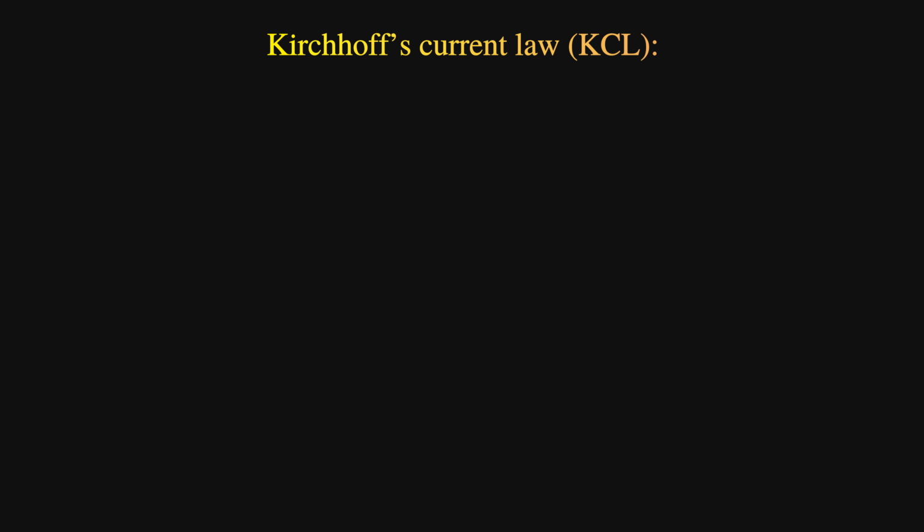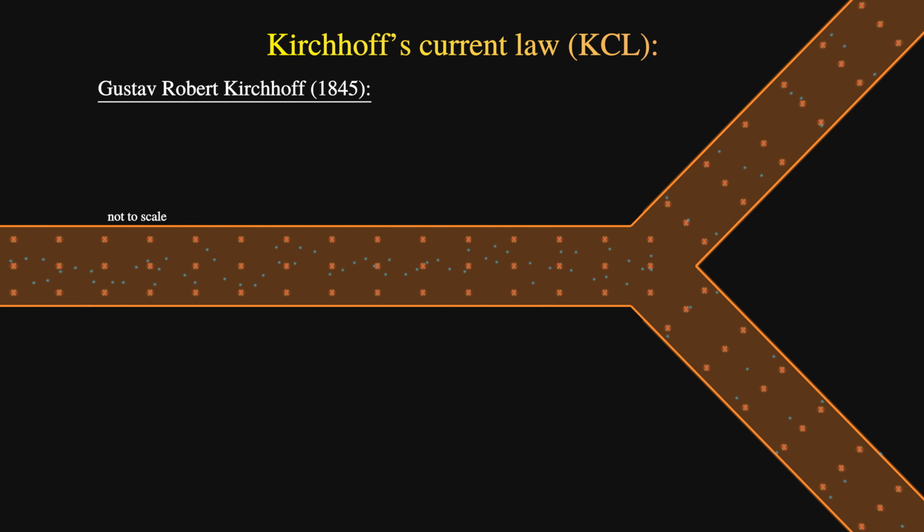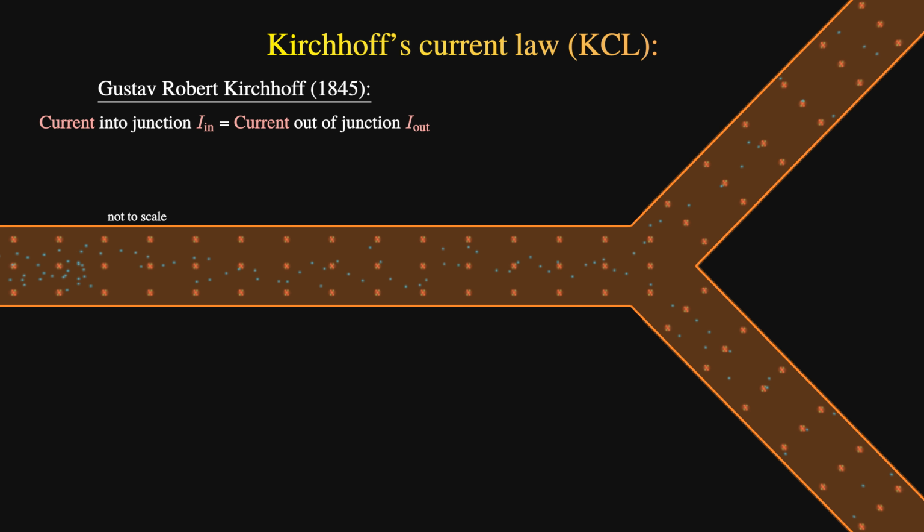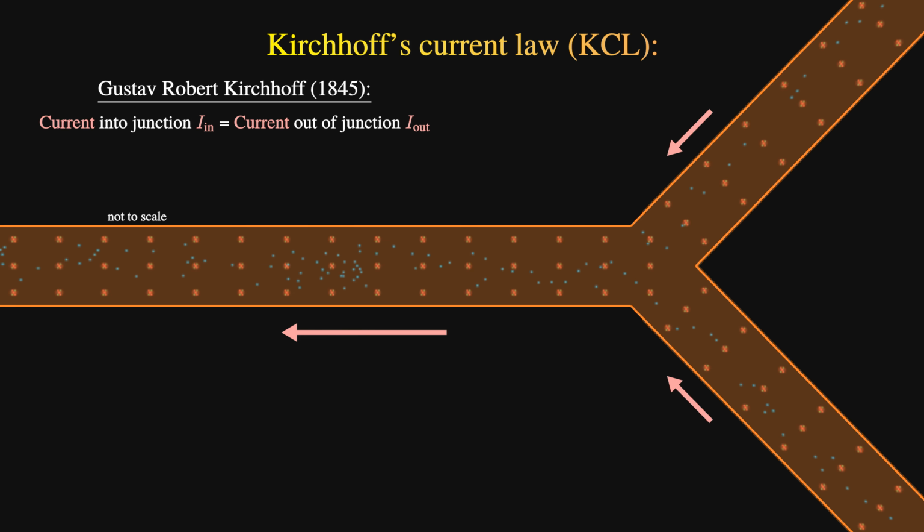In 1845, German physicist Gustav Robert Kirchhoff proposed 2 very simple laws for electrical circuits. The first of these, known as Kirchhoff's current law, states that the electric current into a point is equal to the electric current out of it. Obviously, this is true for a point on our wire, but this law is most useful in parallel circuits where the current can take multiple paths. The current into this junction must be equal to the current out of it.